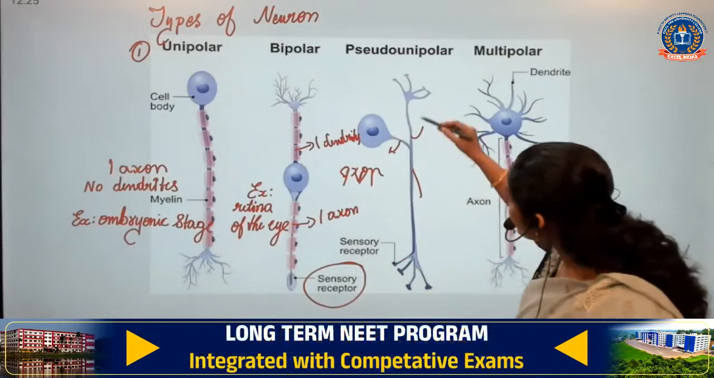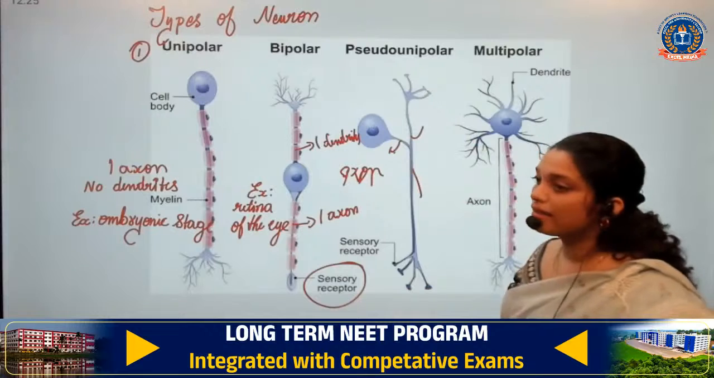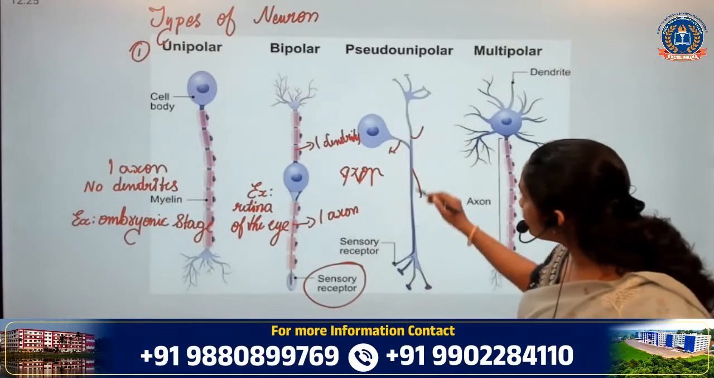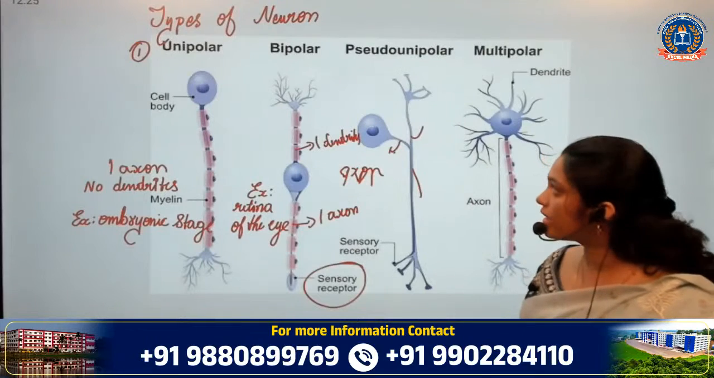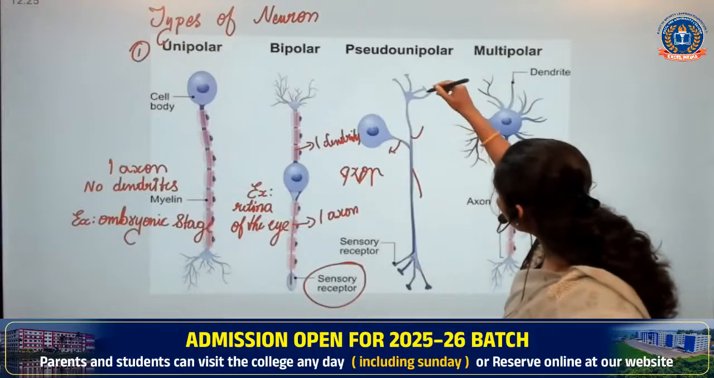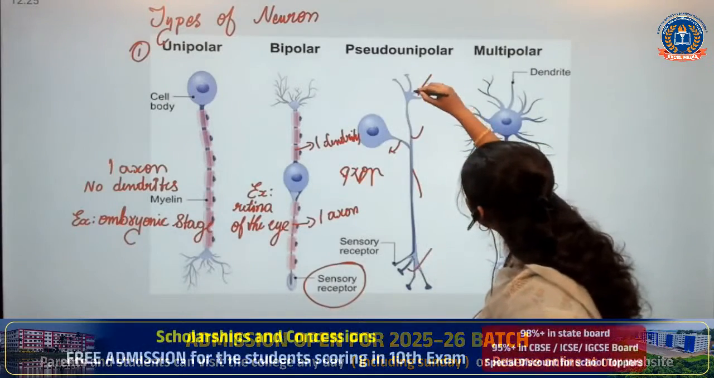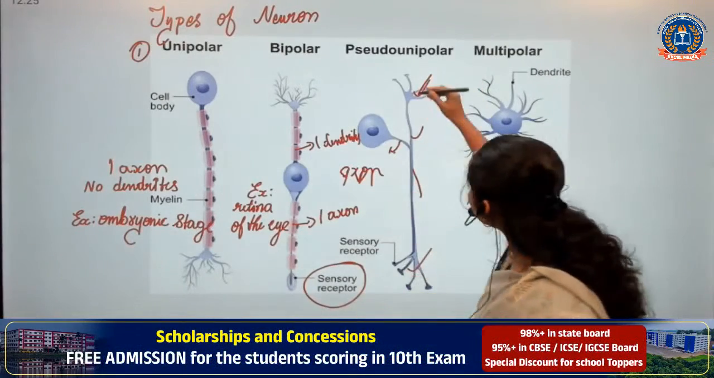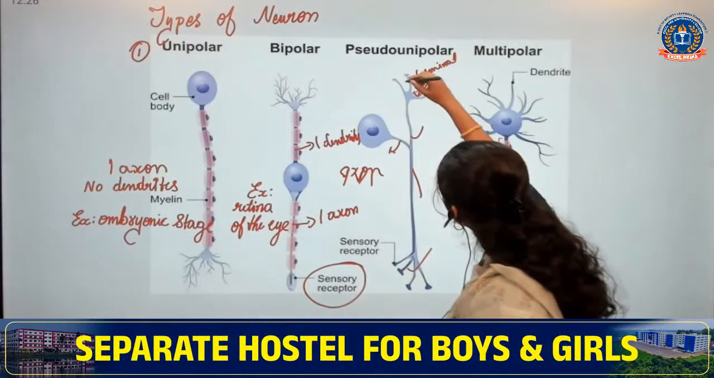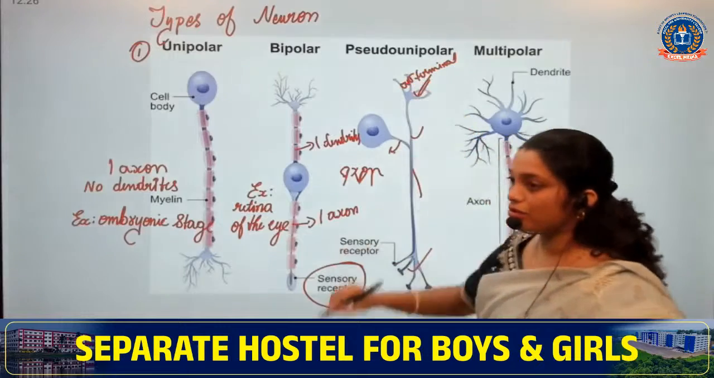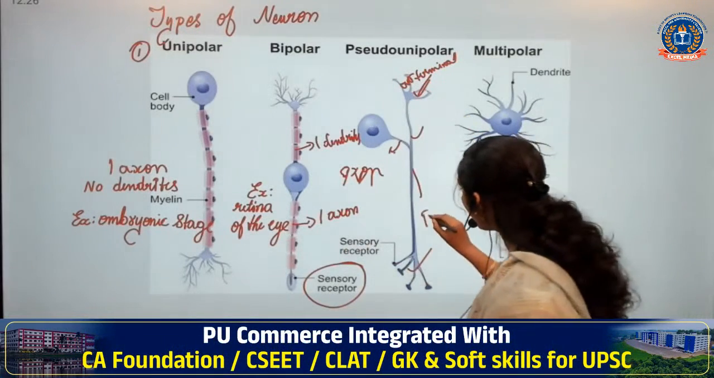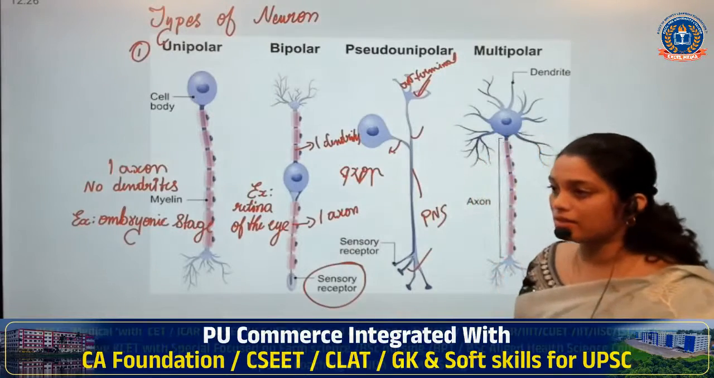Okay, and this pseudo-unipolar neuron has axon terminal regions on both ends, right? Can you see any dendrites over here? No. Rather than that we have two regions, here as well as here. Both sides we have this axon terminal region. So where do we find this? Yes, very good. These are found in the peripheral nervous system. Good.